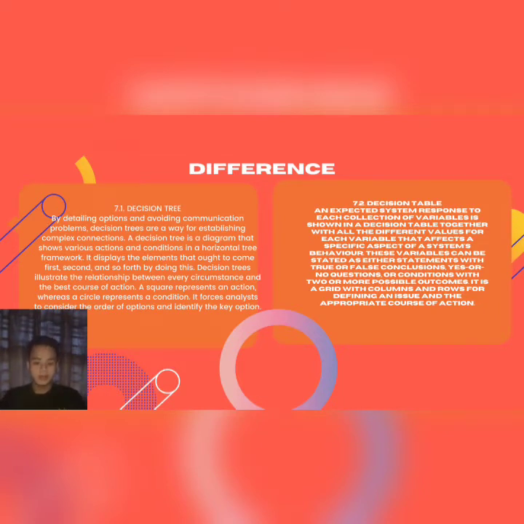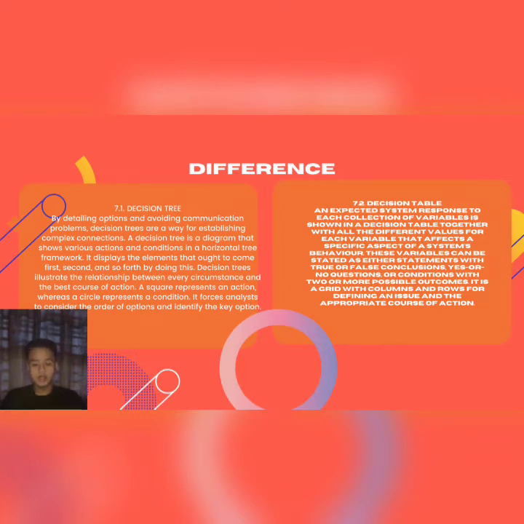I will explain the difference between decision tree and decision table. Decision tree declares options and avoids communication problems. Decision trees are ways of establishing complex connections. A decision tree is a diagram showing various conditions and actions in a horizontal tree framework.